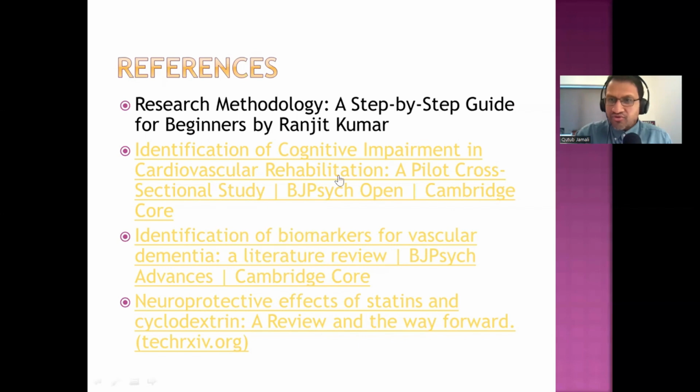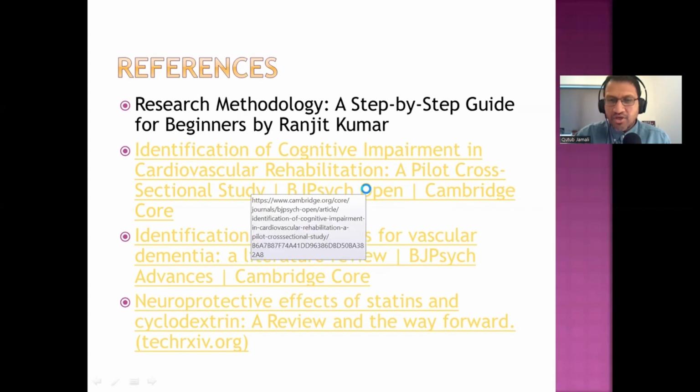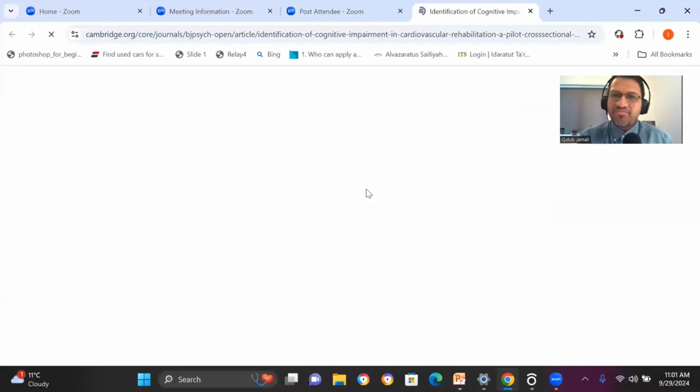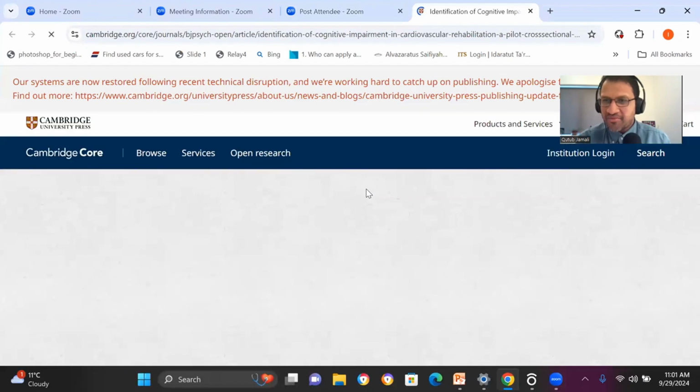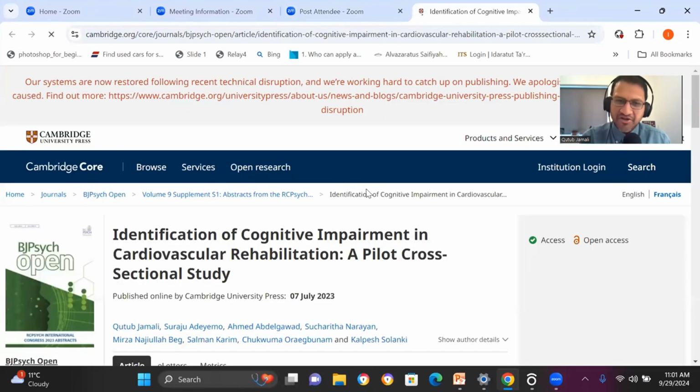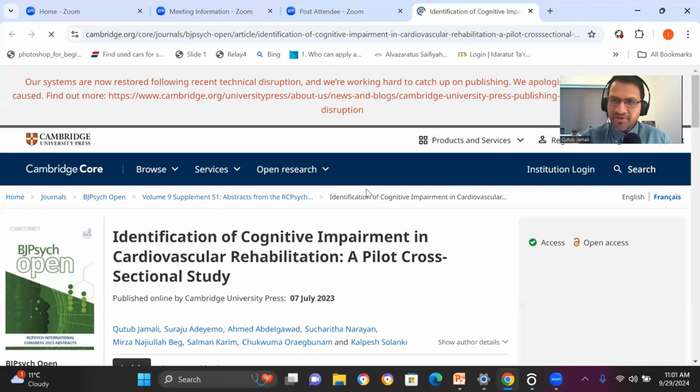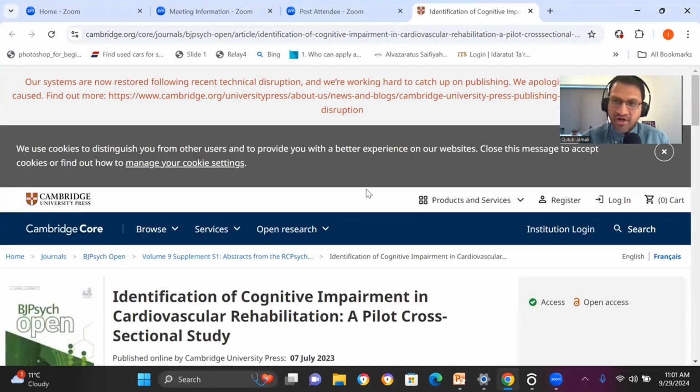Now I've given you three examples here. Let me start with this. So just to give you a brief background about myself, I started my career as a GP. I did my GP training from India, and then I worked as a GP for 3 years. When I was doing my GP practice, I also pursued an MSc in cardiovascular rehabilitation.